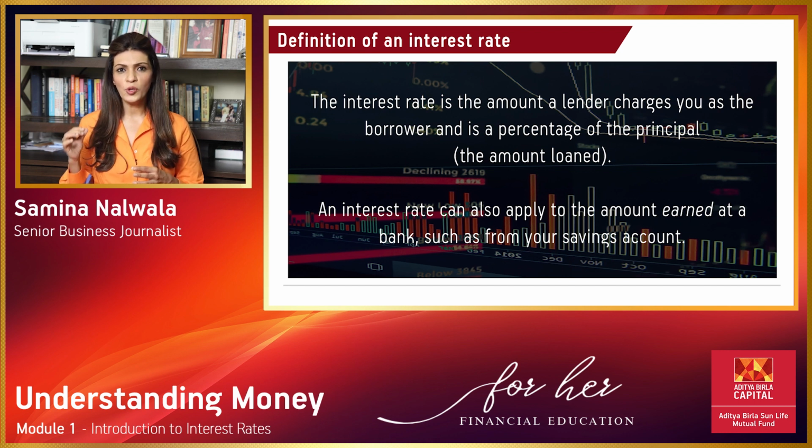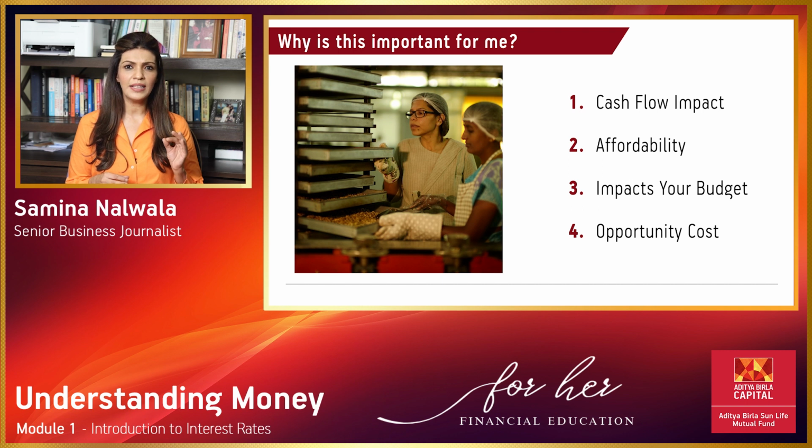Now, an interest rate can also apply to the amount earned at a bank. So this is money you get on your savings or perhaps even from your investments. Again, as an example, you have a savings account and have 1 lakh in savings. You earn interest on the money in your savings account. Now, likely, it's not a very high amount, but nonetheless, you do earn interest. So interest works both ways, either in what you pay on your debt or what you earn on your savings and investments. The rate of interest, and ultimately the dollar amount of interest we pay, has a number of challenges and opportunities for each of us.